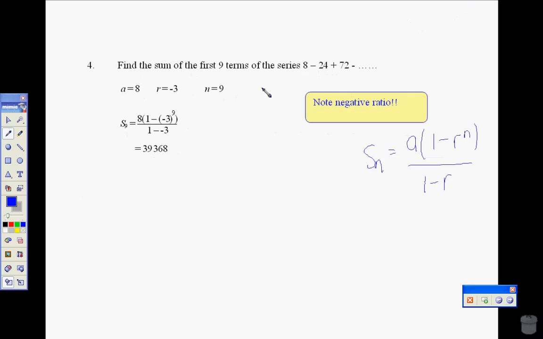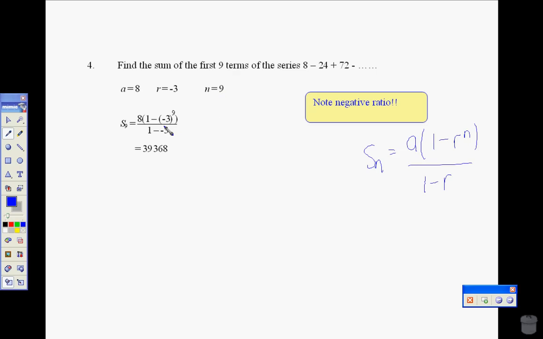In question 4, 9 terms, again we've got a negative ratio: 8, minus 24, plus 27, and so on. Notice that with a negative ratio, every second term changes sign. So minus 24 divided by 8 gives us minus 3. So you've got 8 as your first term, minus 3 as your common ratio, and 9 terms.